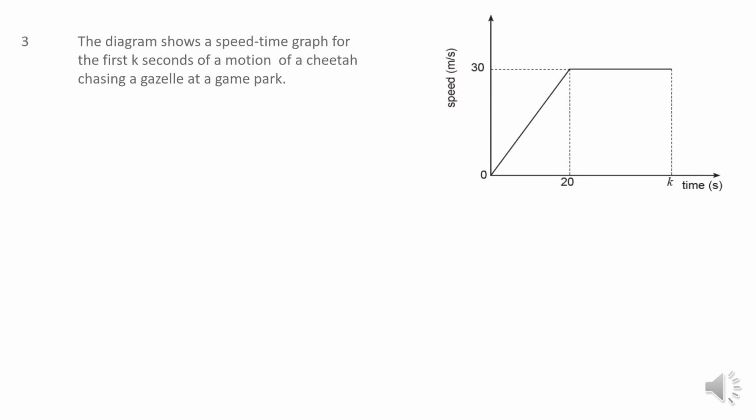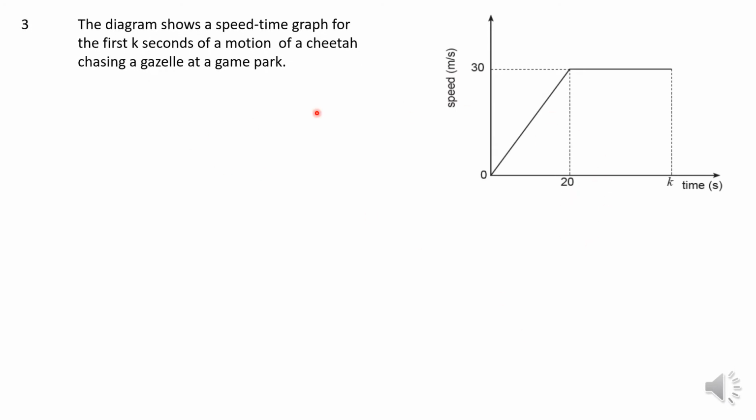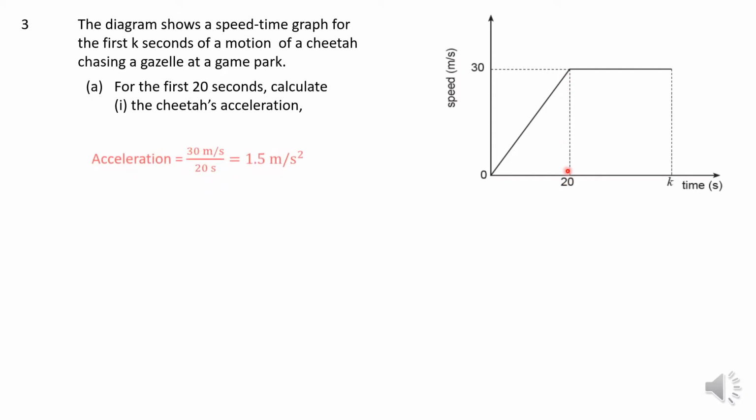Right, so question 3 brings in another speed time graph. So here you have got a motion of a cheetah chasing a gazelle. All right, so that you have your speed time graph there. So for the first 20 seconds, that's from 0 to 20 here, calculate the cheetah's acceleration. Now it's very straightforward, 30 meters per second divided by 20 seconds. All right, so that is 1.5 meters per second squared.